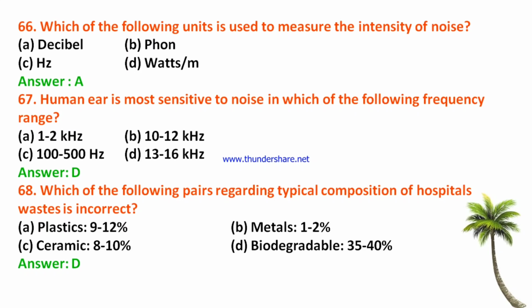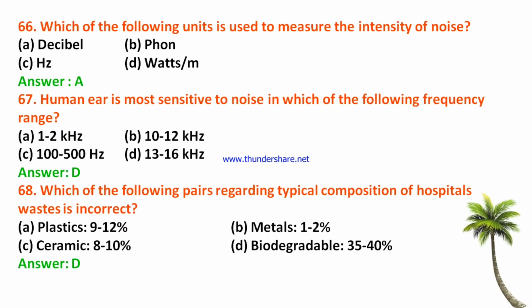Next, the human ear is most sensitive to noise in which of the following frequency ranges? 1 to 2 kHz, 10 to 12 kHz, 100 to 500 kHz, or 13 to 16 kHz. And the correct answer is 13 to 16 kHz, which is the maximum frequency range for the human ear.